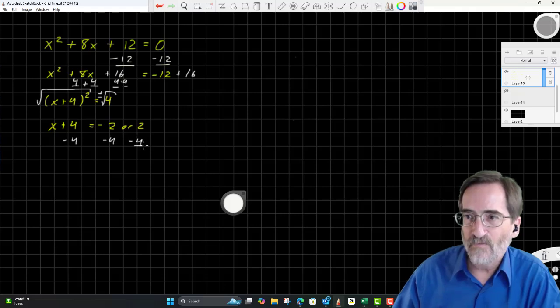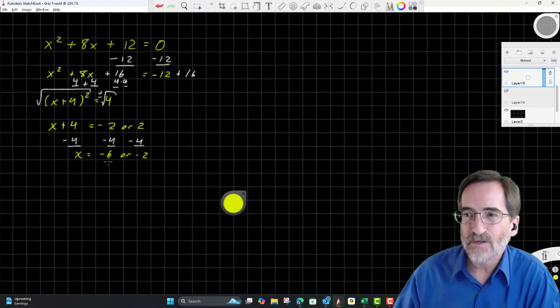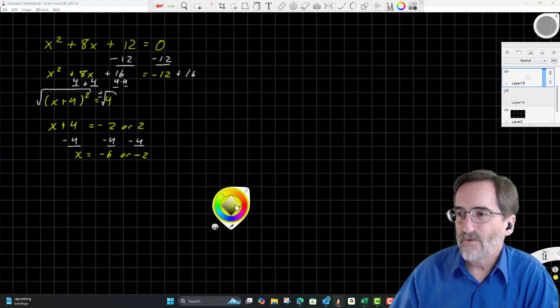Subtracting 4 from both answers, we get x equals negative 6 or negative 2. Now the lesson uses the word and. It can't equal both at the same time, so or is a better choice. It equals negative 6 or negative 2. Okay, let's try one more example here.